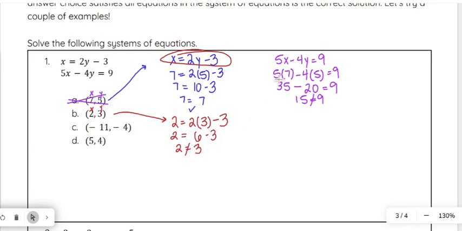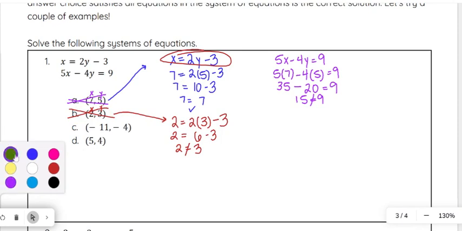So I don't even need to check this second equation for the ordered pair 2, 3, because if we know it does not work for the first equation, it's not going to matter if it works for the second one, because it will not be a solution to the system unless it is a solution to both equations. So this B right here, we can go ahead and cross out.